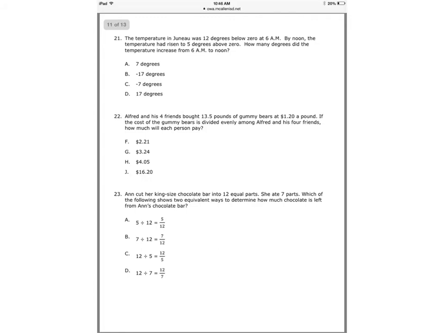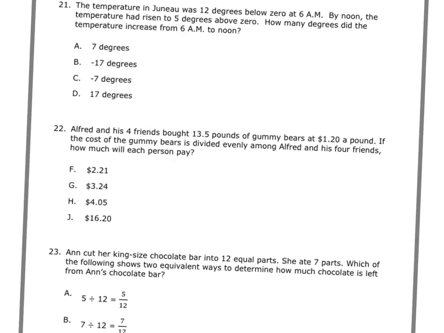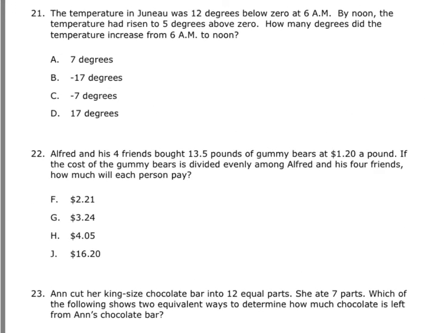Okay, number 21. The temperature in Juneau was 12 degrees below zero at 6 a.m. By noon, the temperature had risen to 5 degrees above zero. How many degrees did the temperature increase from 6 a.m. to noon? I told you guys to use that thermometer on the other page to help you with that. That was 12 degrees below zero.